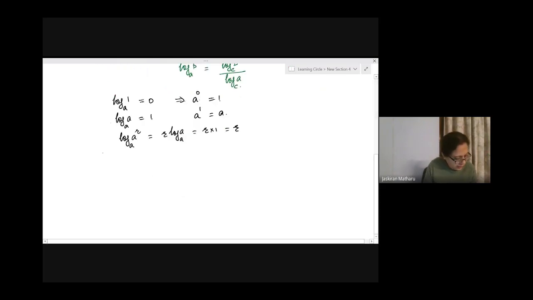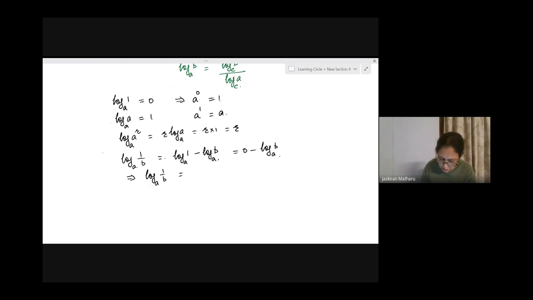Another thing that we can write is log of 1 by b to the base a. This can actually be written as, since it's a quotient, log 1 to the base a minus log b to the base a. Since log 1 to any base is 0, this is 0 minus log b to the base a. So we can simply write log 1 by b to the base a is simply minus log b to the base a.